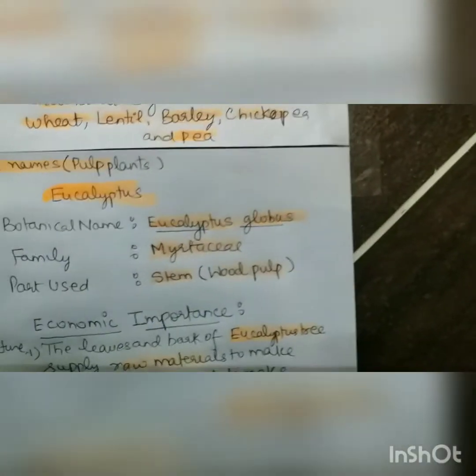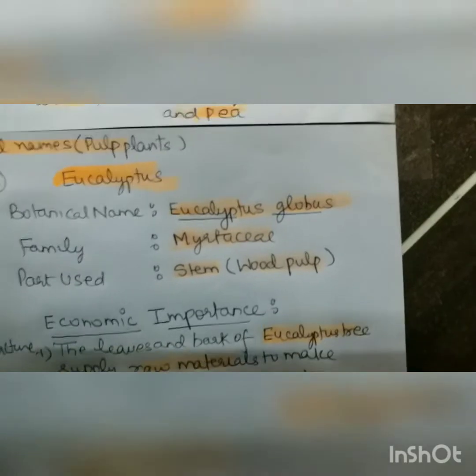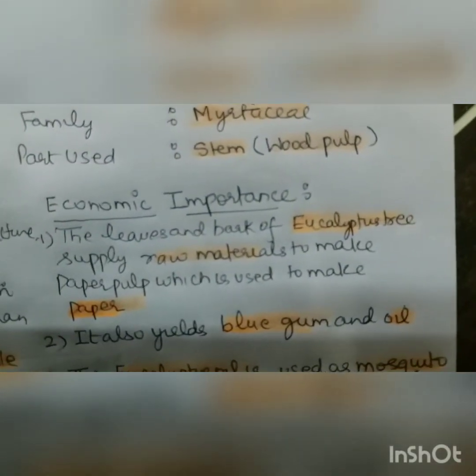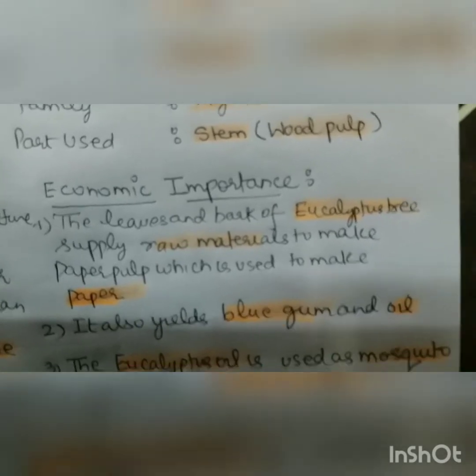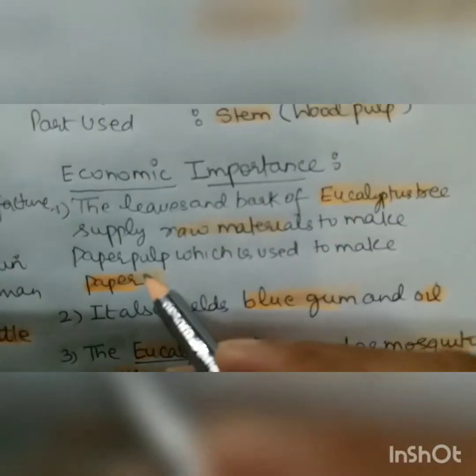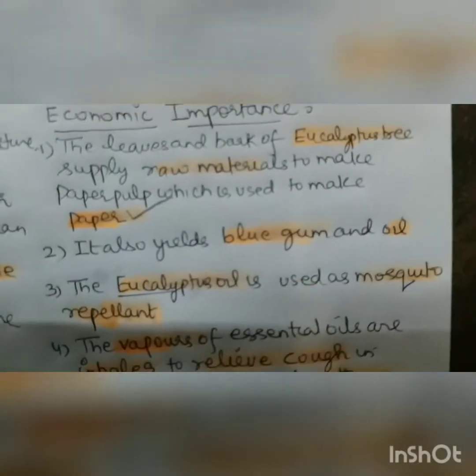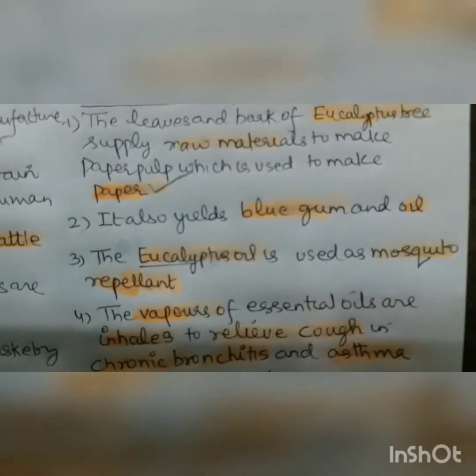Now next is Eucalyptus globulus, family Myrtaceae. The stem gives wood pulp, and the leaves and bark of eucalyptus supply raw material to make paper pulp, used for paper, the same as bamboo. It is also called blue gum, and it yields oil, right? The eucalyptus oil is used as a mosquito repellent.